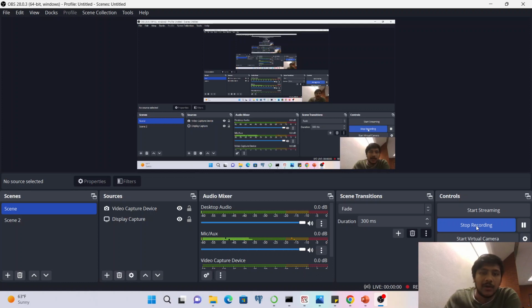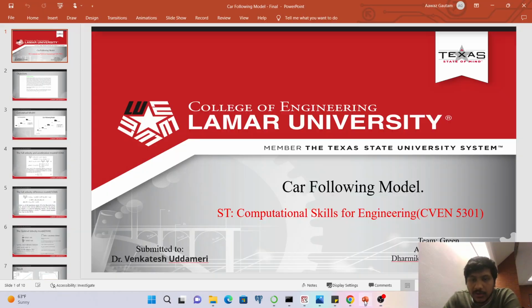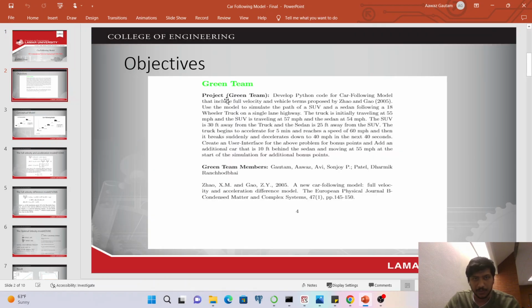Professor gave us a problem to solve, which is the car following model. He suggests we develop a Python code for the car following model, where the values for the truck, SUV, and sedan are given, and there is a bonus point: behind the sedan there will be another car. The initial velocities of all these cars are given.